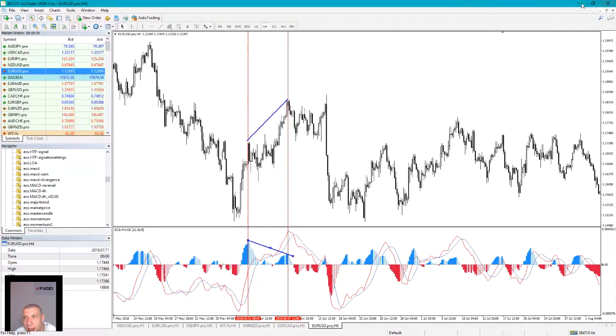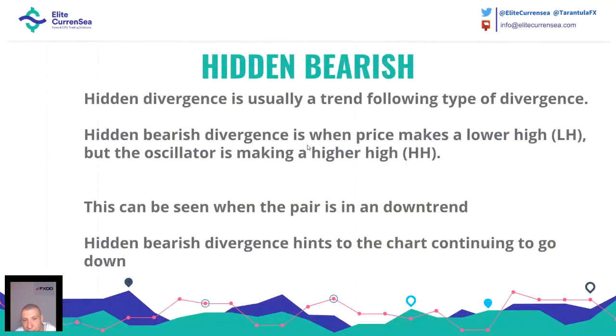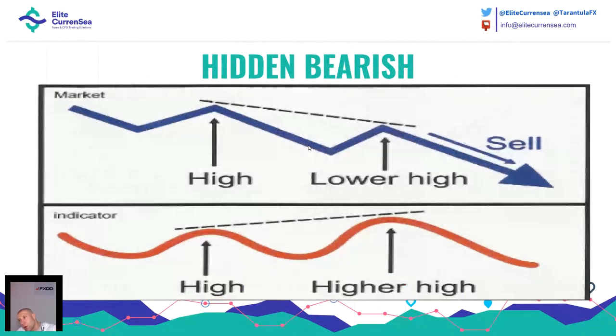Next one is hidden bearish divergence. This is continuation. So we don't look for retracements or reversals. We look for continuations. Hidden bearish: we have a lower high at the top on the price and a higher high at the top of the indicator. So a lower high and a higher high, hidden divergence. Lower high and a higher high, almost here.